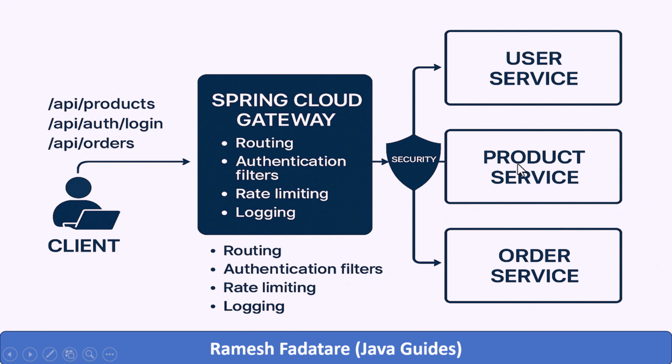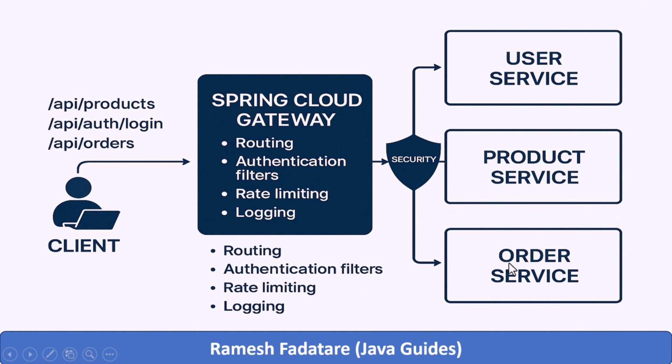Next, the customer logs in. The front end sends a POST request to /API/auth/login. The gateway intercepts it and routes it to the user service. Once the user is authenticated, they place an order. The front end sends a POST request to /API/orders. This time the gateway first checks the token to make sure the user is authorized. If the token is valid, it forwards the request to the order service.